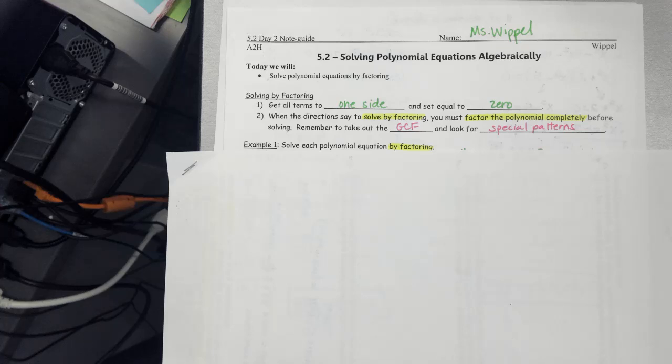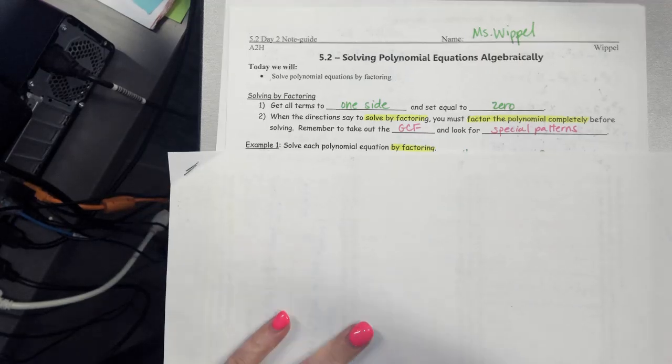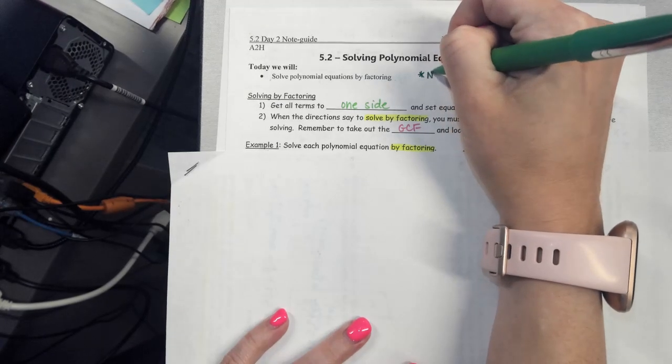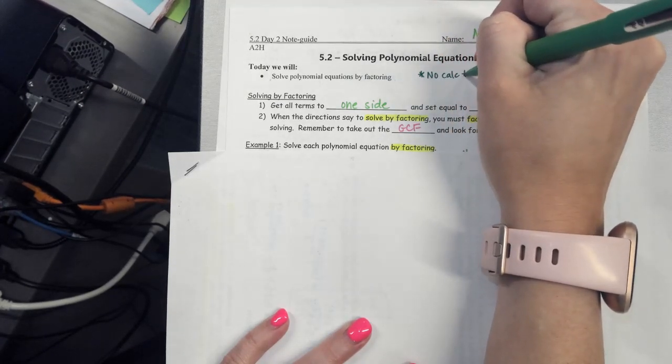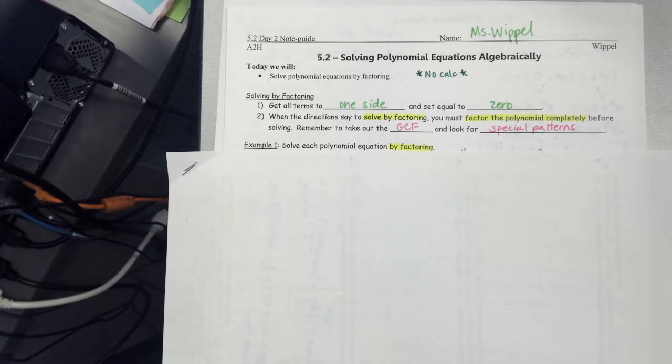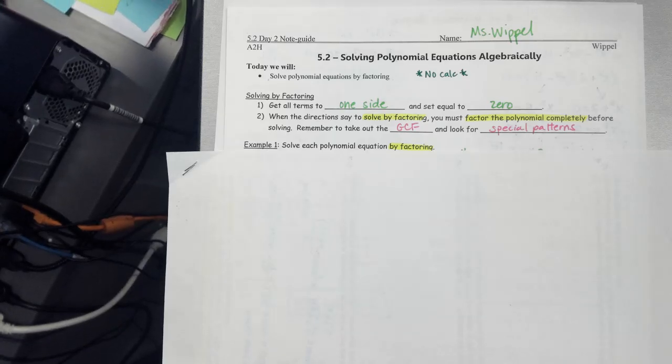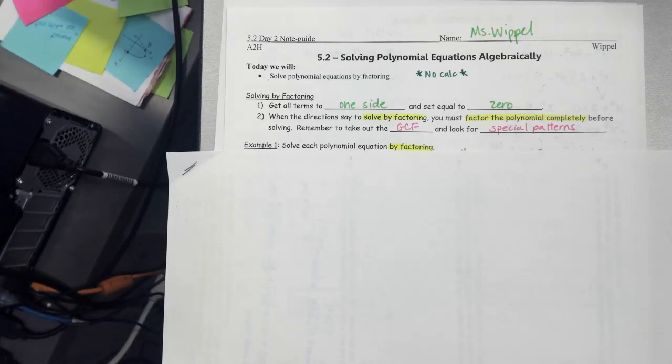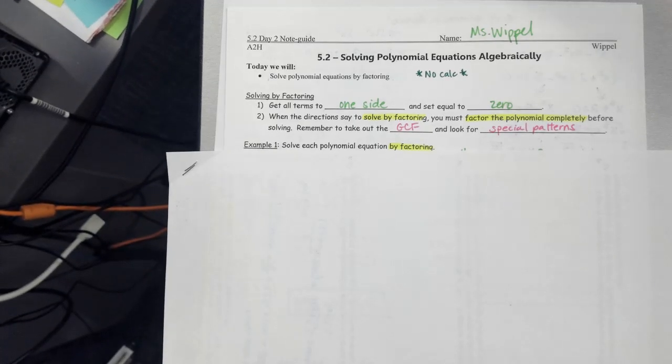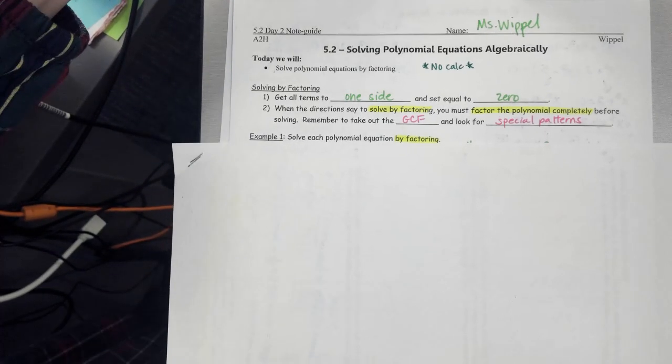All right, so we are solving polynomial equations algebraically. This is another no calculator section, so part 2 is a no calculator, and we are going to solve by factoring. So whenever you're solving by factoring, you want to get all terms to one side so that it's equal to 0. That's so we can use the zero product property, because we know if you multiply two values together and you get 0, one of them has to be 0.